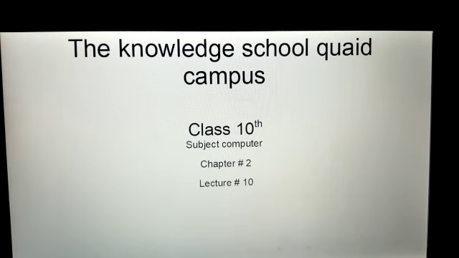This is lecture number 10 of class 10th, chapter number 2. Students, in the previous lecture we learned about the character set of BASIC and the reserved words. In the character set we discussed the set of characters that are used in programming languages, which are valid to use to make a program.